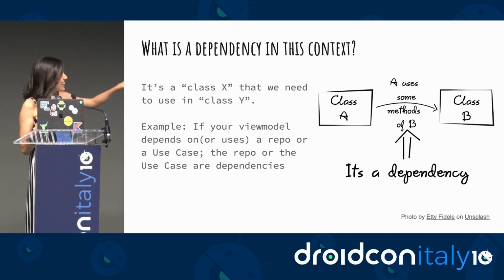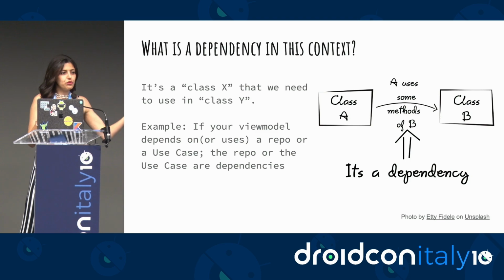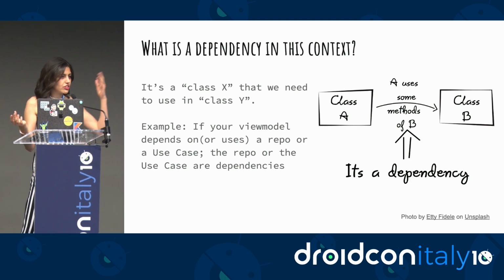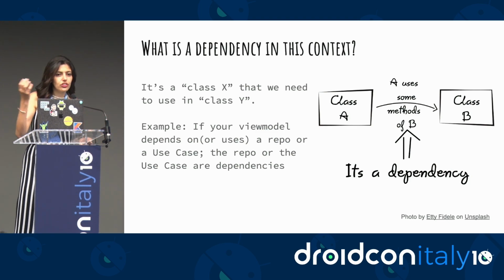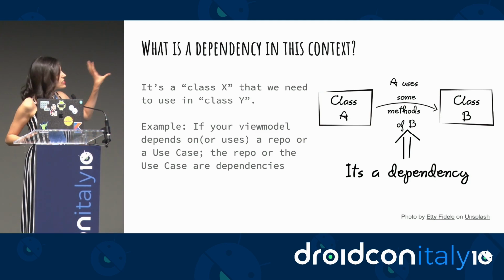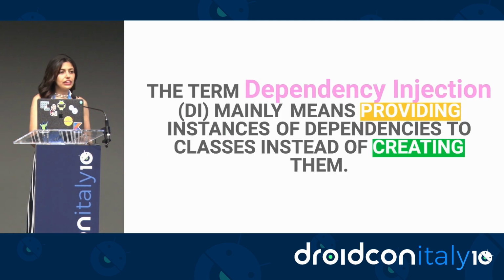So here's an example. If I have a view model and I'm using a function of the view model somewhere else, then the view model is the dependency. It's as simple as that. Now, moving from what is a dependency to what is a dependency injection.